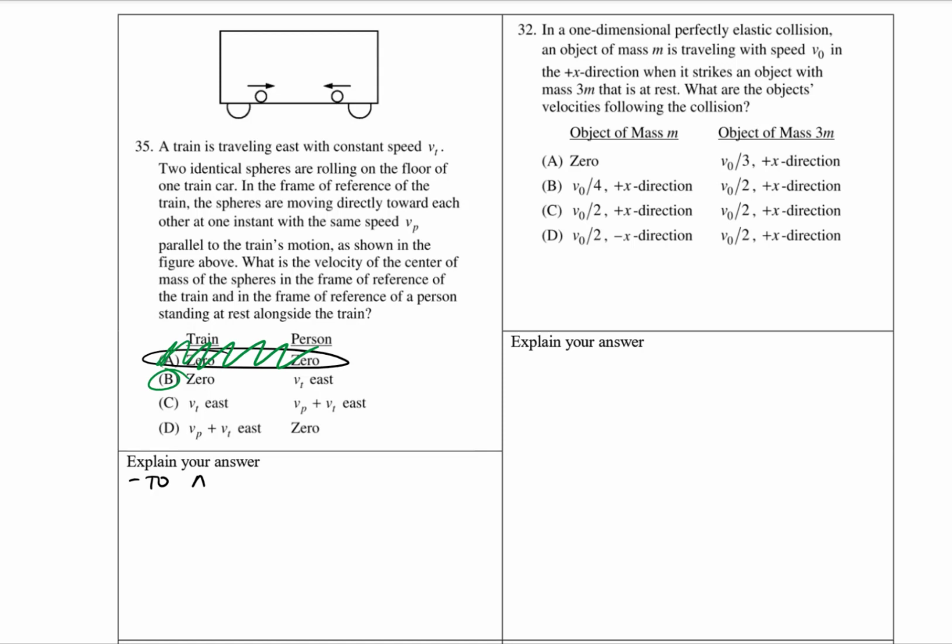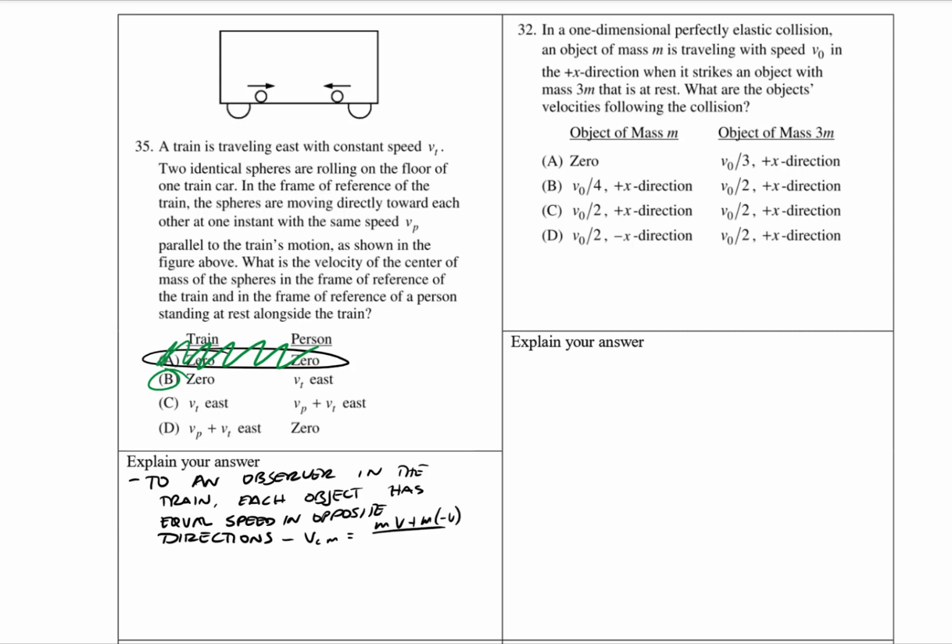All right, to an observer in the train, each mass, each object has equal speed in the opposite direction. What that does is gives me a velocity of center of mass equal to 0. So I got mv minus m times negative v over the sum of the masses. It's 0. So with respect to a person in the train, the velocity of center of mass is stationary. It's moving with them, with the train.